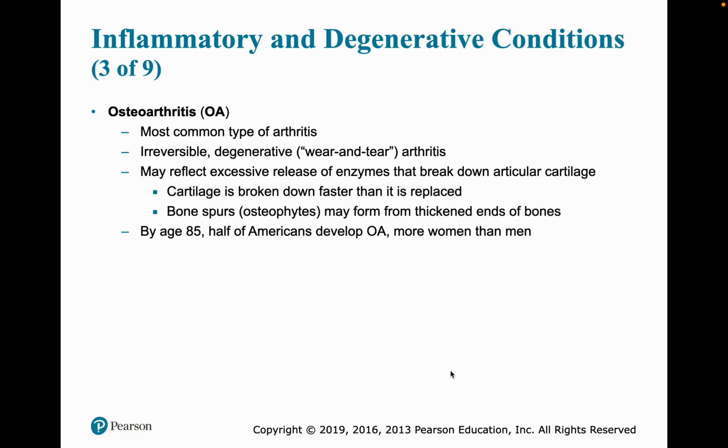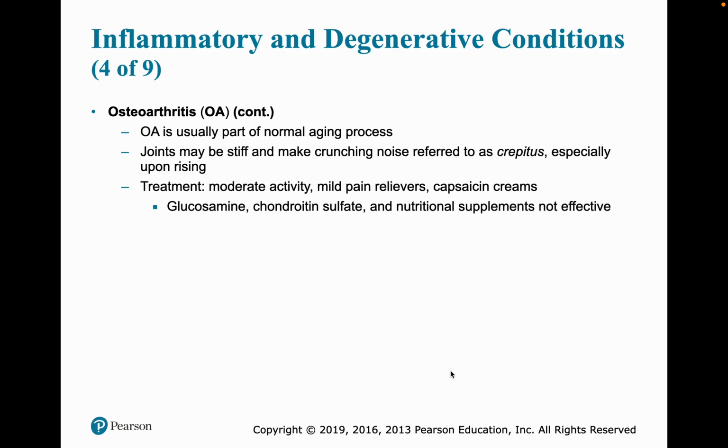Osteoarthritis is the most common type of arthritis. It's thought to be a wear and tear arthritis, maybe contributed to by excessive release of enzymes that break down articular cartilage. Once that cartilage begins to be broken down faster than it's replaced, bone spurs or osteophytes can form on the thickened ends of bones. And by age 85, about half of all Americans, more women than men, will develop some level of osteoarthritis. It's probably part of the normal aging process.